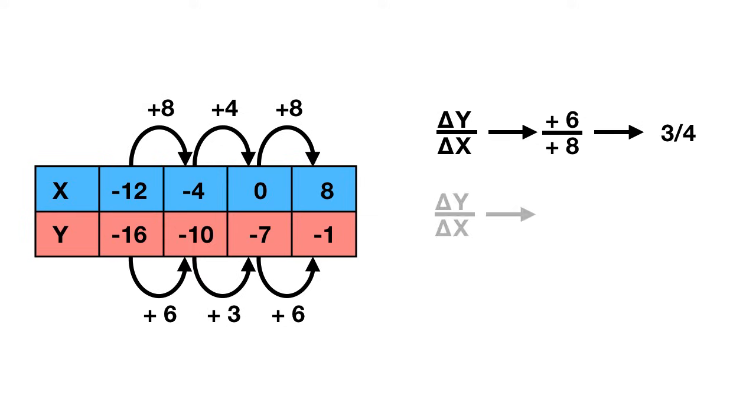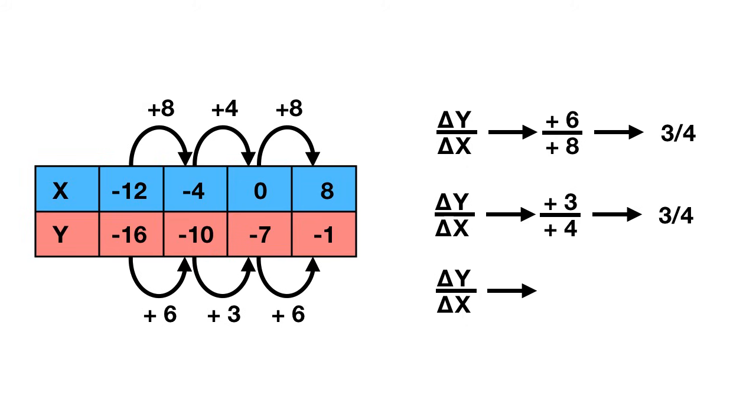Then we repeat with the next piece. We can see the next change in y is this +3. It's a positive 3. And the next change in x is this +4. It's a positive 4. And 3 over 4 is again just a slope of 3/4.